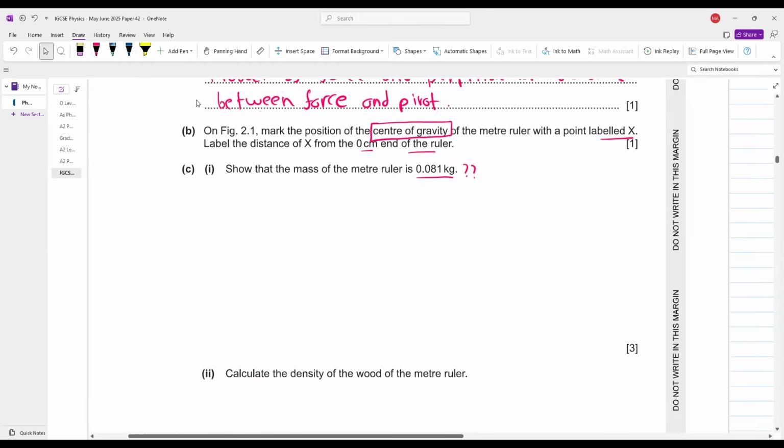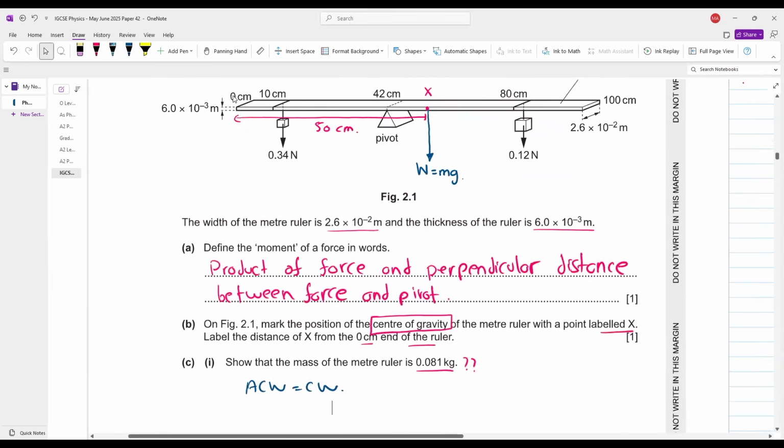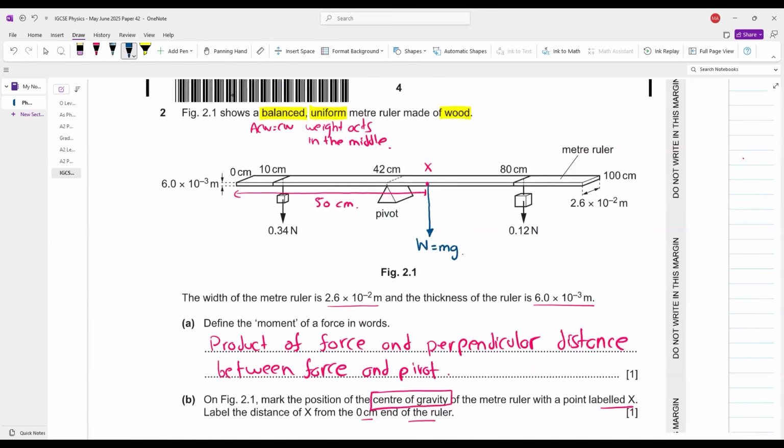Now, since the meter rule is balanced, anti-clockwise moment will be equal to clockwise moment. Okay. Which forces are generating clockwise moments? The 0.12 Newton force. 0.12 Newton force multiplied by the distance from the pivot.